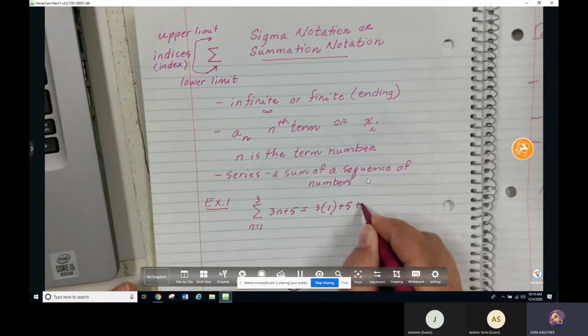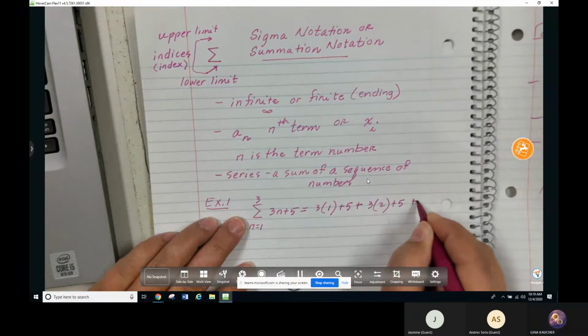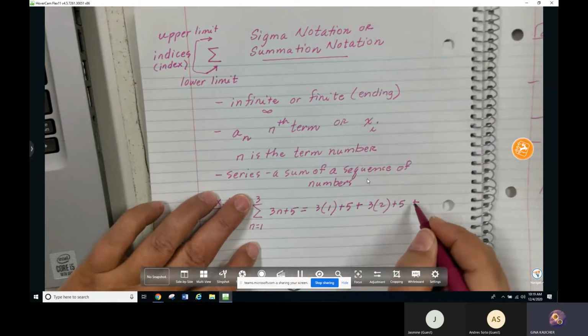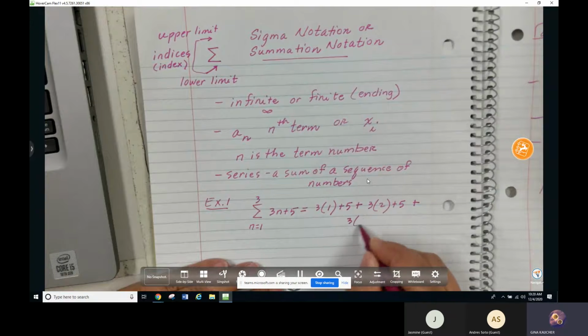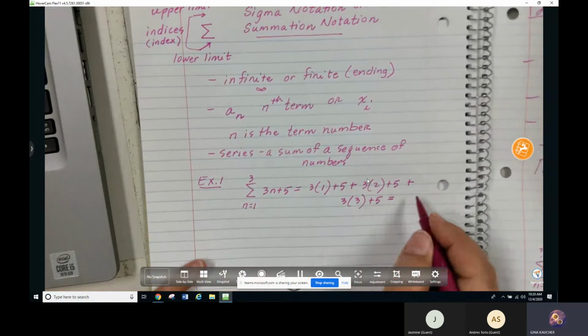And then you're going to add. We're going to go up to 2. 3 times 2 plus 5 plus, last term we're doing is 3. So 3 times 3 plus 5. And then you add all of this together.